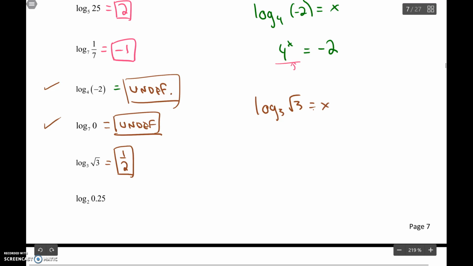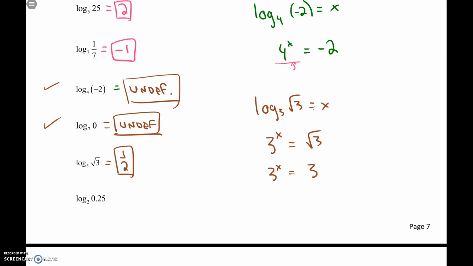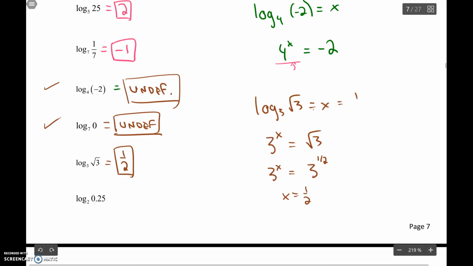Set it equal to x. I need to find x. Let's write it as an exponential. 3 to the x power gives me the square root of 3. So this is 3 to a power. Let's write this as 3 to some power. The square root of 3 is equivalent to 3 to the 1/2 power. The only way 3 to x can be equal to 3 to the 1/2 is if x is equal to 1/2. Therefore, that's the value. You should be able to kind of see that in your head. 3 to the 1/2 gives me the square root of 3.